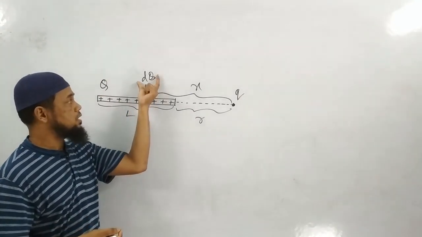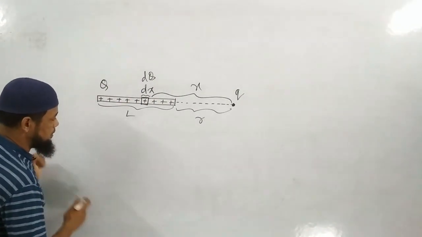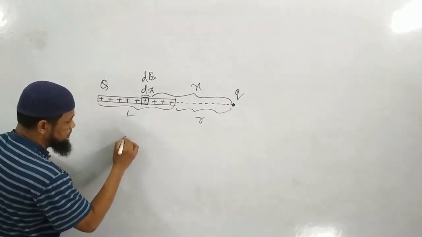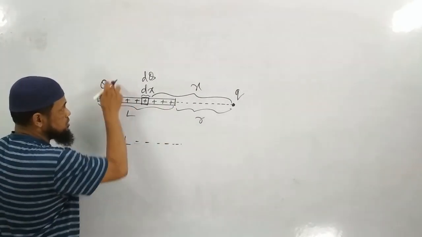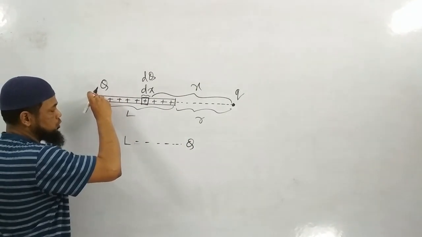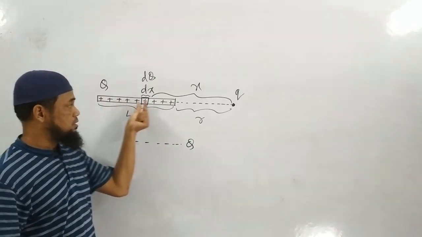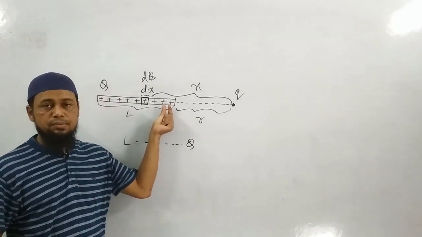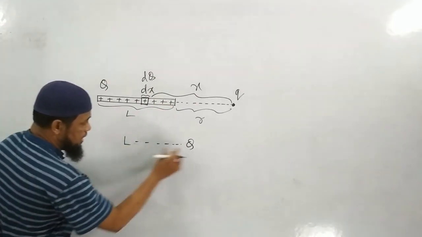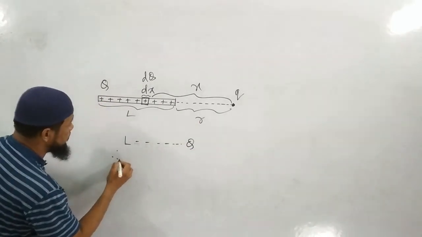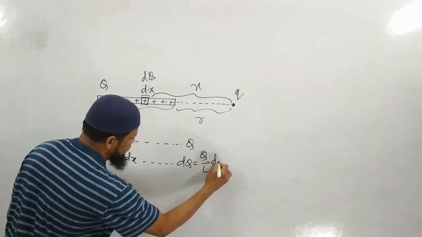What is the charge on this element? How much is dq? I'll use the unitary method. What method? Unitary method. The total length is L. This length L contains a total charge Q. And in this situation, we'll assume the charge to be uniformly distributed. That means uniform linear charge density. Linear charge density means charge per unit length. So the length L has a charge Q. Therefore, a length dx will have a charge dq. dq is what? Q by L into dx.